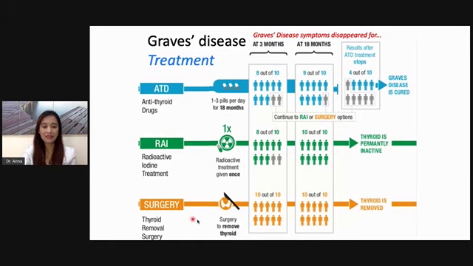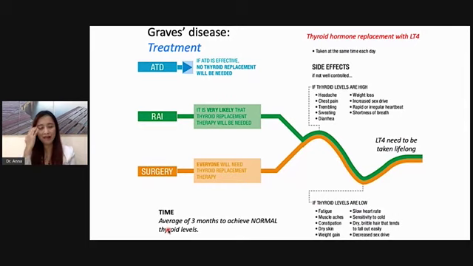Similarly, in surgery, you remove the thyroid gland. Usually this is indicated in patients with very, very large goiters, where the risk of ATD remission is very low, and it will also be hard for the radioactive iodine to control that very large goiter. So we usually go for surgery in those kinds of patients. And immediately after surgery, the Graves' disease is cured. But, of course, you will also have hypothyroidism after. But between hyper and hypothyroidism, I'd rather have hypothyroidism.